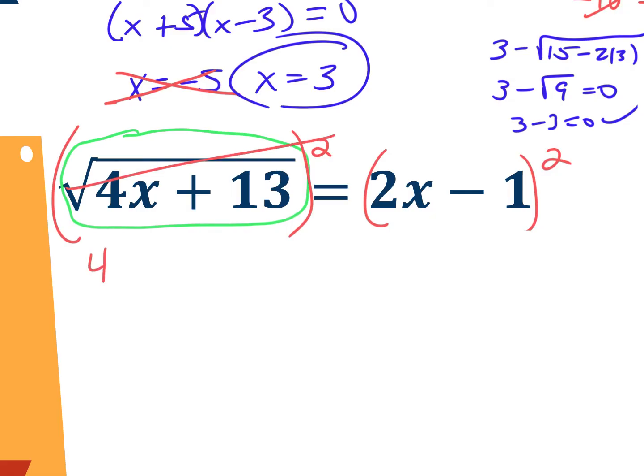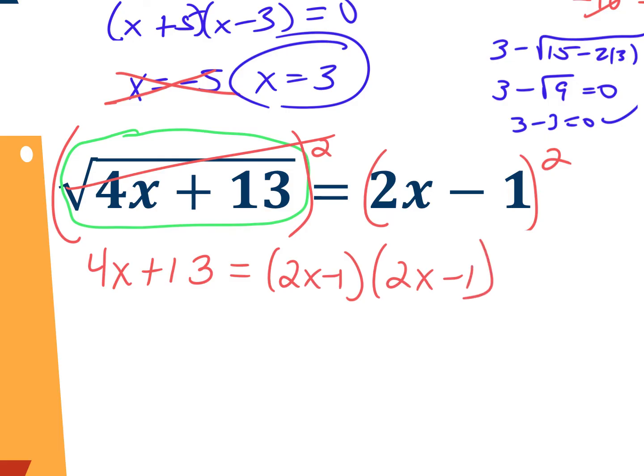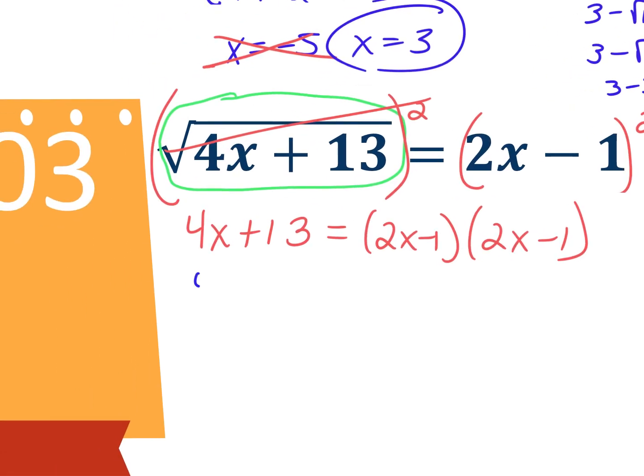So 4x plus 13 equals, what does 2x minus 1 quantity squared look like? 2x minus 1, perfect, times 2x minus 1. Don't try to skip that step and do it in your head and FOIL it all together. Write it out so you see it, just to try to clear up those little mistakes. So just leave your 4x plus 13 over here. And now we're going to FOIL.